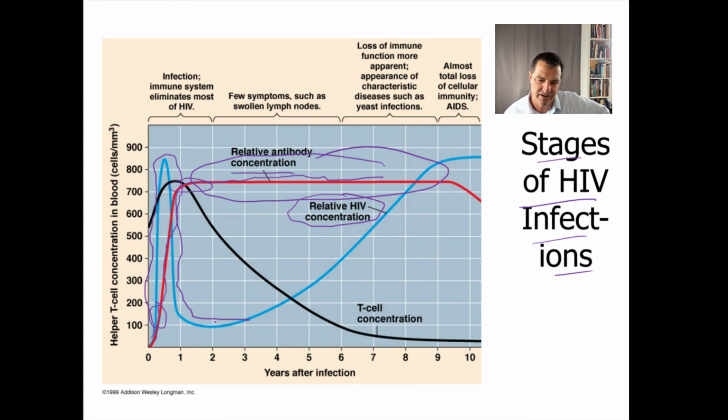But as the HIV starts to spread and replicate, it starts to infect T cells, and your T cell count drops. And once your T cell count drops, it takes out the cell-mediated immunity, and you lose that part of it. And then you're opened up to all kinds of issues after that.